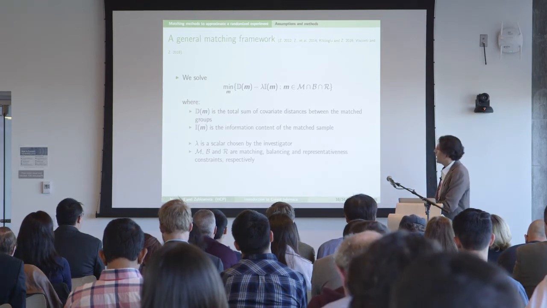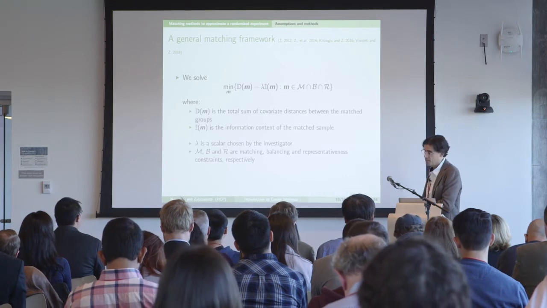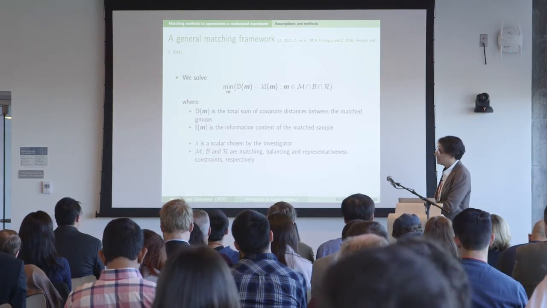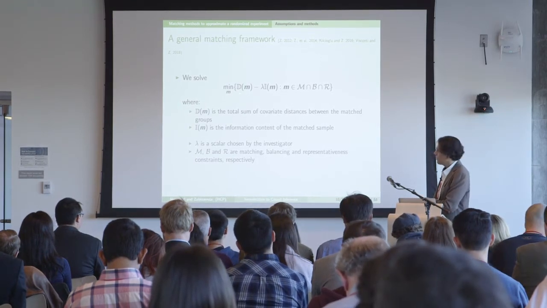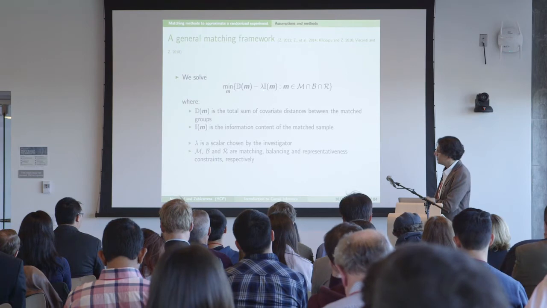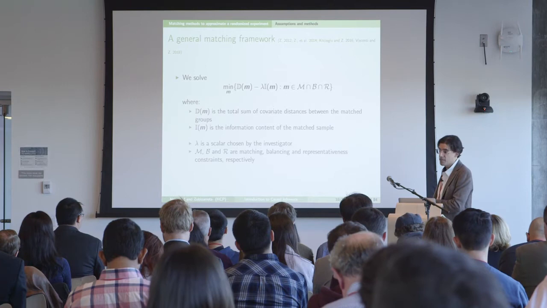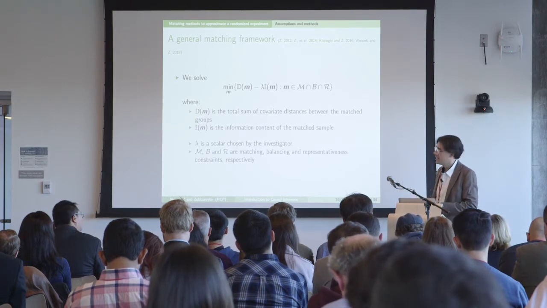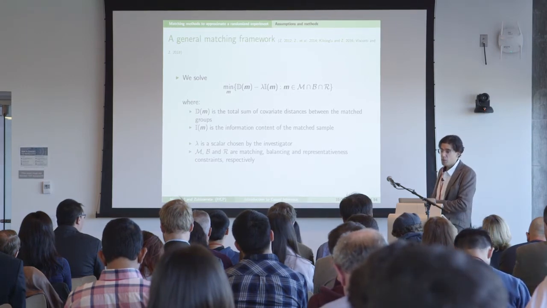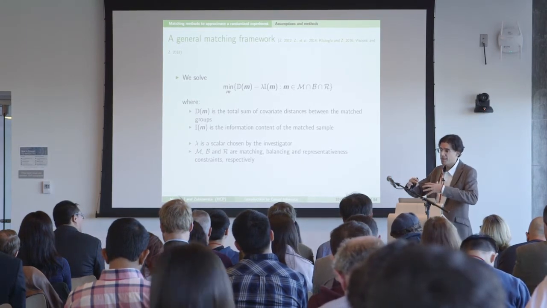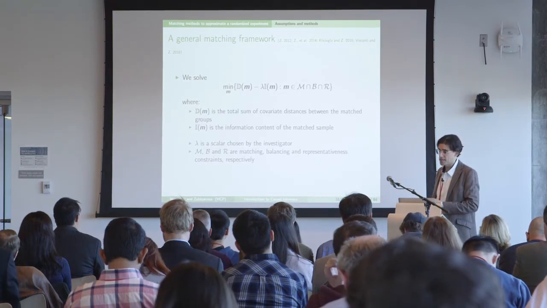All right? And we're going to minimize this objective function where we have these two terms that compete with each other. We're going to minimize the total sum of distances between matched units, for example, using the propensity score distance. And we're going to minimize the negative of the information of the matched sample. So if we're minimizing something that is negative, we're maximizing the information. The idea is that we often have to subset the matches. And we want to subset them in such a way that we find the largest subset of the data, in a way that we're maximizing the precision of our estimator.